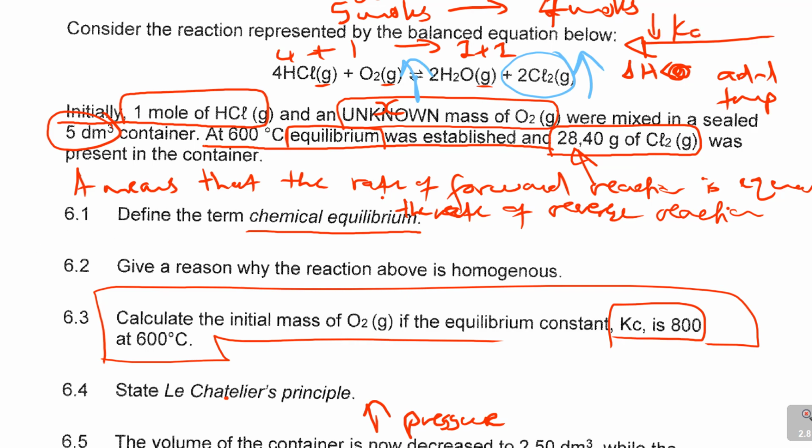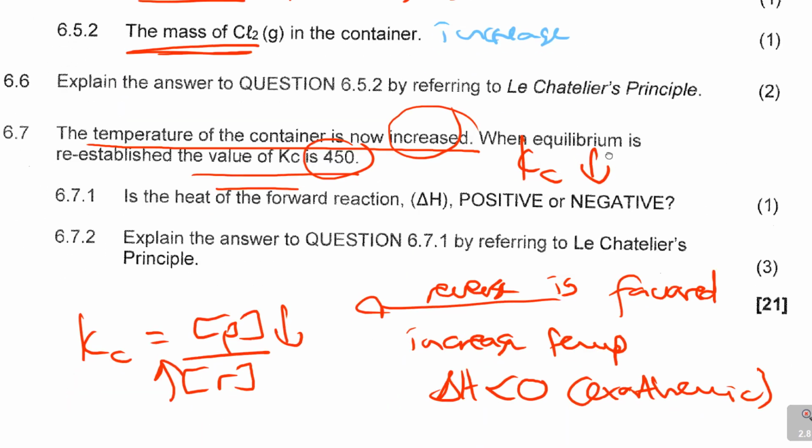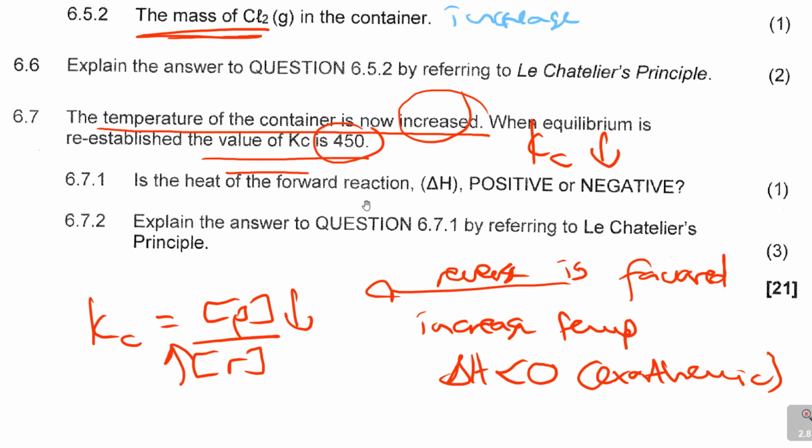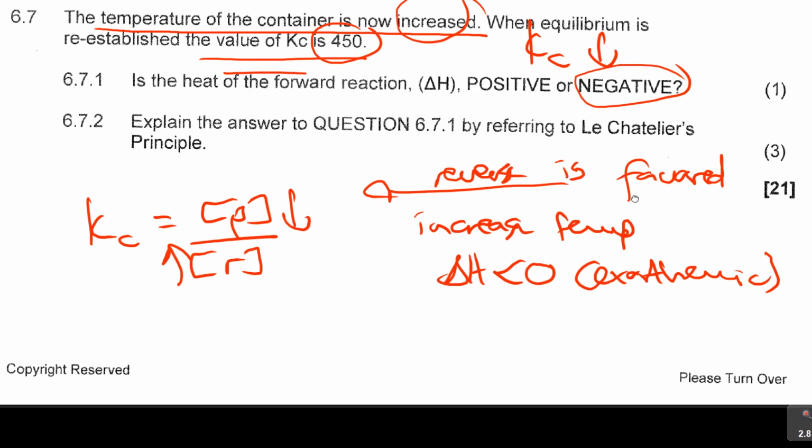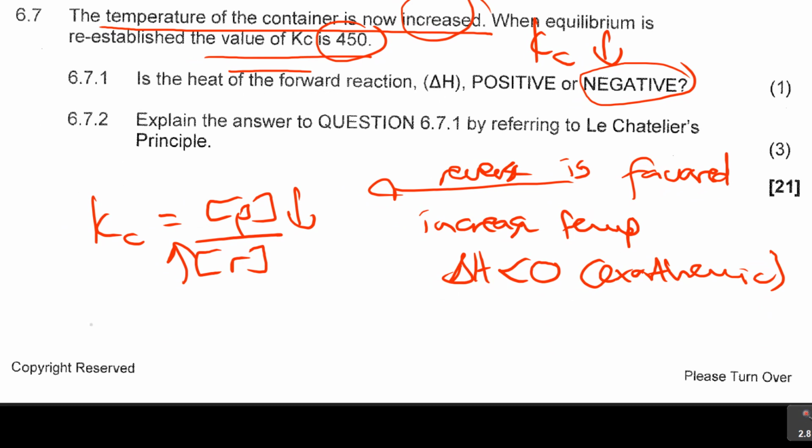Okay, so what are they saying? I think I've already explained what they want. Is the heat of the reaction delta H positive or negative? There it is. It is negative. Explain the answer in this question by referring to Le Chatelier's principle. Then you start by saying that. We're explaining this answer. Why are we saying it's exothermic?